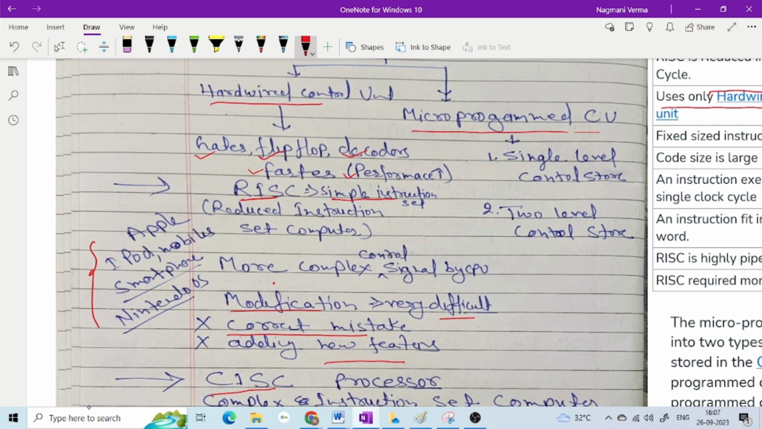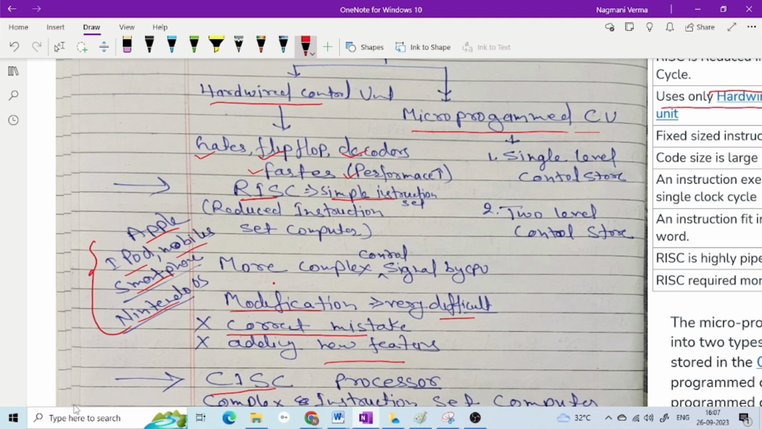Currently we are using it in Apple iPods, mobiles, smartphones, and Nintendo OS. These are the examples. Maybe some other places also use it, but still these are used in Apple iPods, mobiles and smartphones.